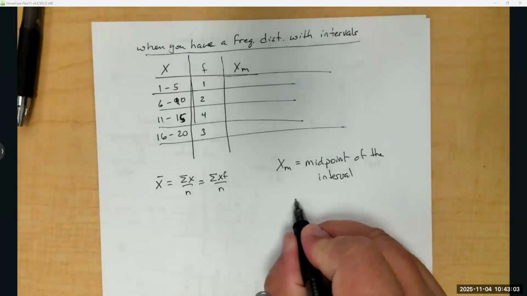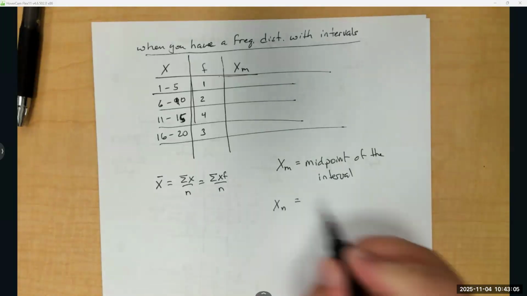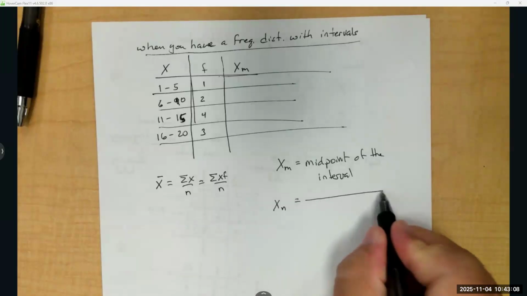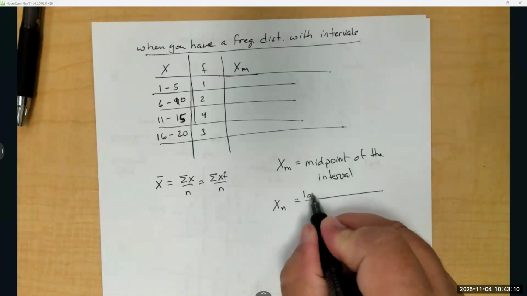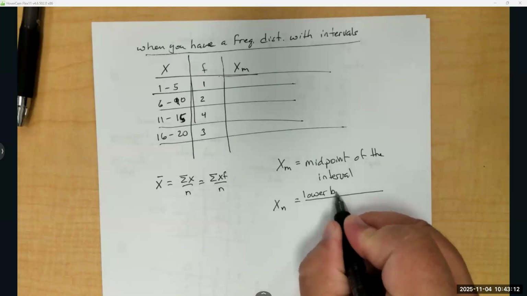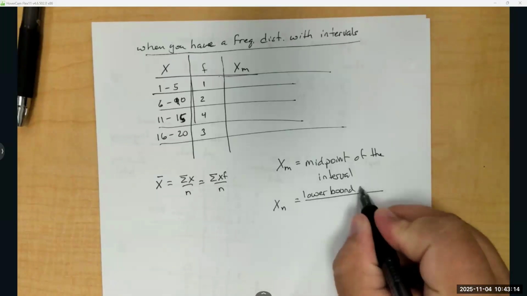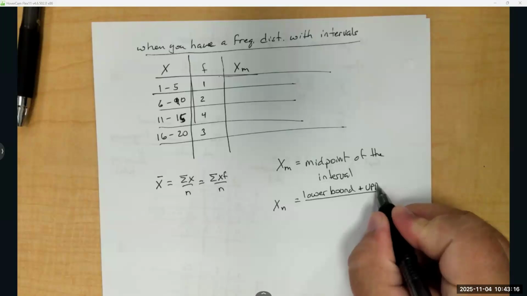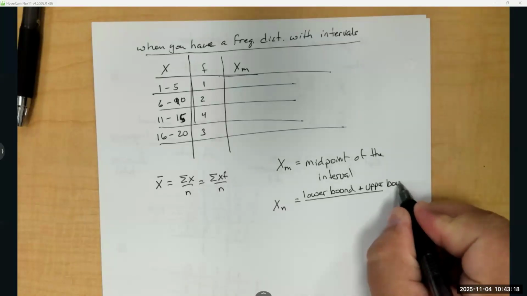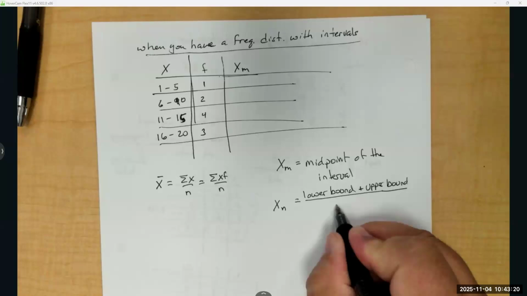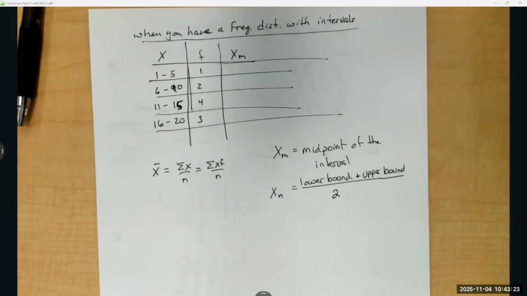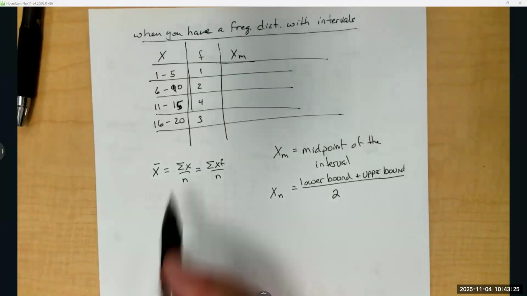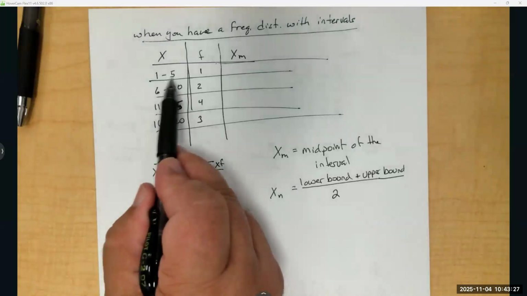So how do you find the midpoint of an interval? Take the lower bound plus the upper bound and divide by 2. Basically, what you're doing is finding the average of this interval.